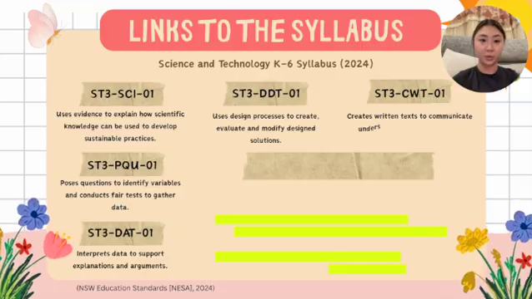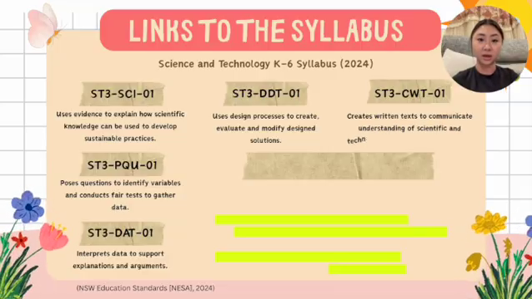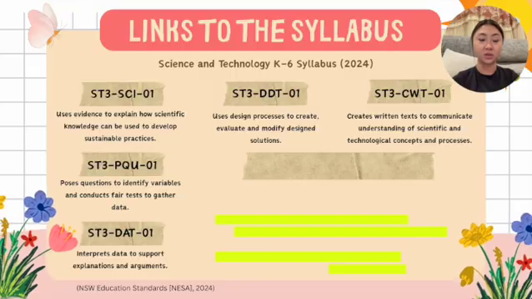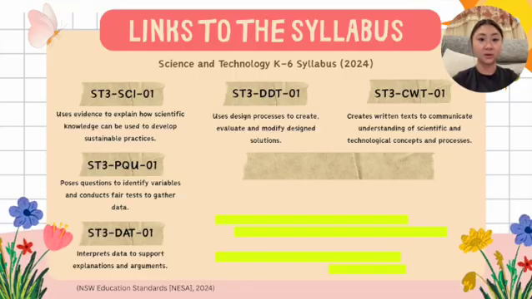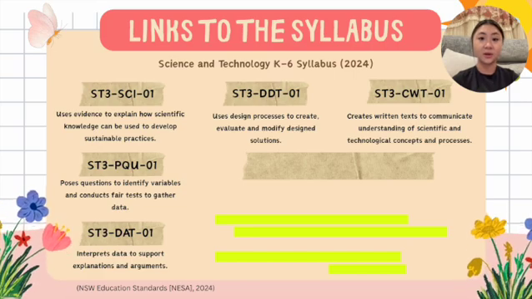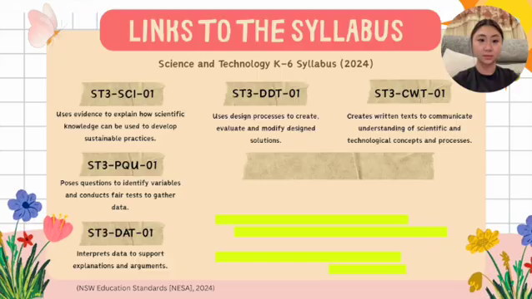ST3CWT01. Before building my model, I created a labeled diagram and wrote short explanations describing what each part of the flower does and how it contributes to reproduction. Through this, I learned how to clearly communicate scientific ideas using both words and visuals.